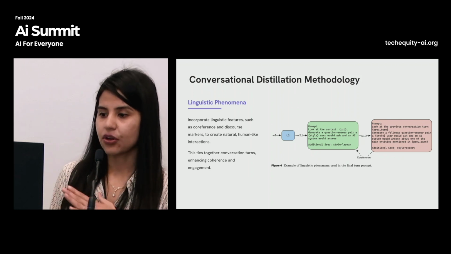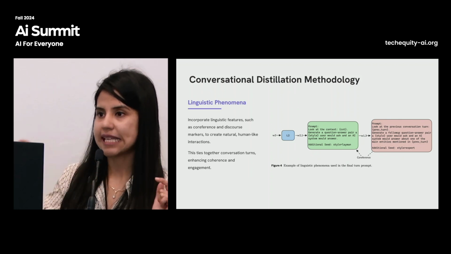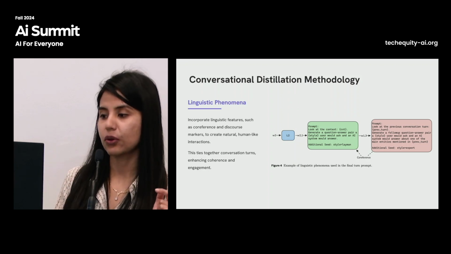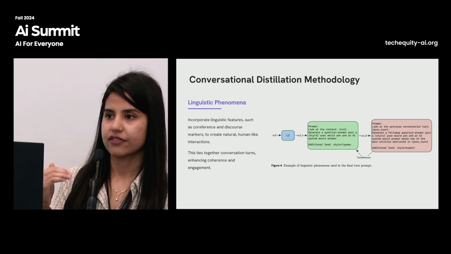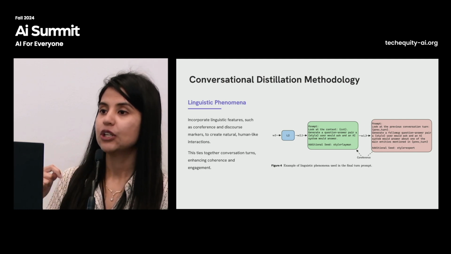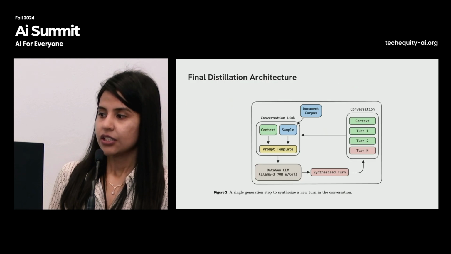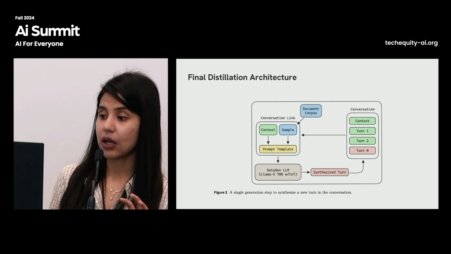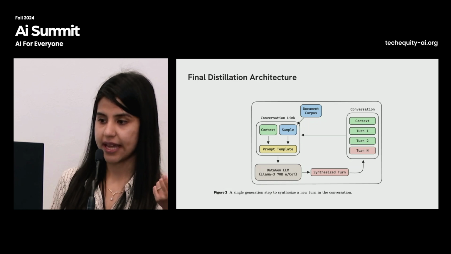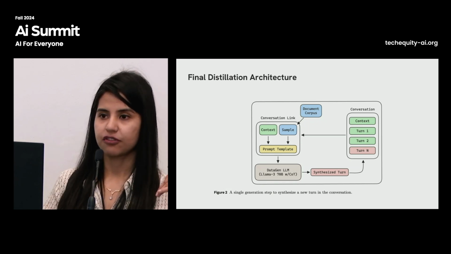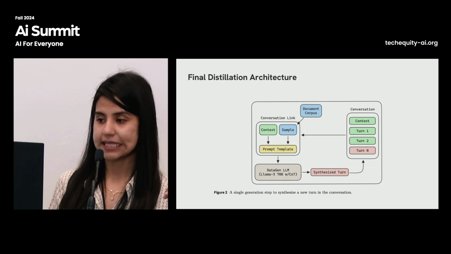Secondly, to make sure that these conversations actually make sense and follow a natural flow, we also include linguistic phenomena like co-reference. So we prompt the model to make sure it's tied to the previous question. Overall, this is how the methodology looks. You have a prompt template at each step where you put a context of all the previous turns, the previous Q&A pairs, which the model has seen.